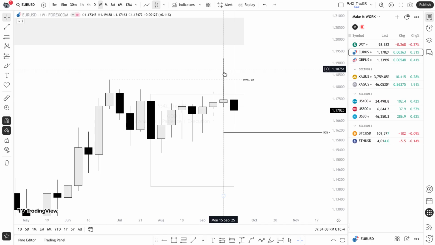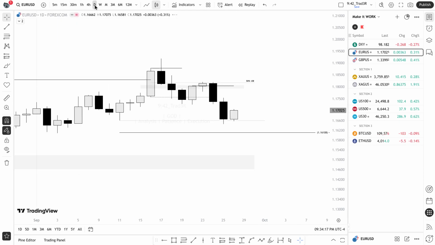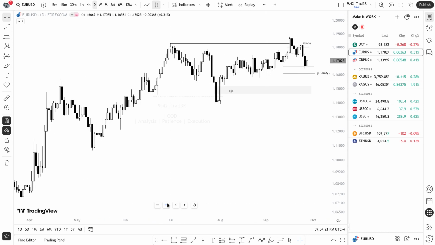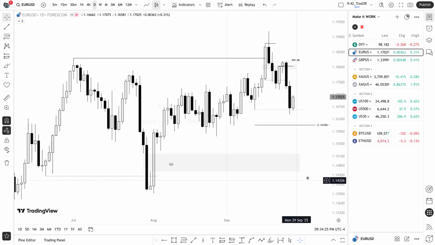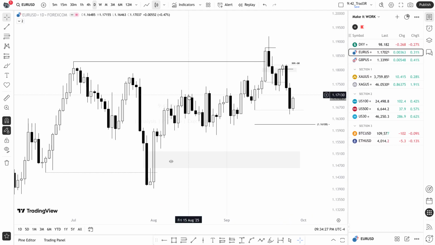So inside those candles, you can find an order block to look for selling opportunities to the downside. On the daily, you can see how price respected these old highs on the daily charts, this long-term old high.